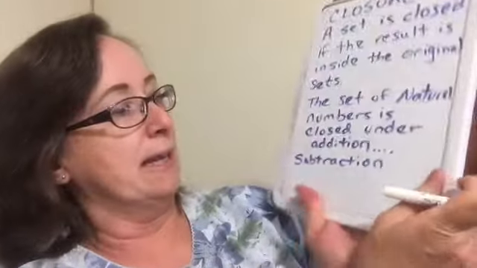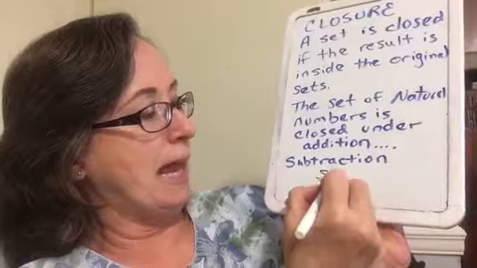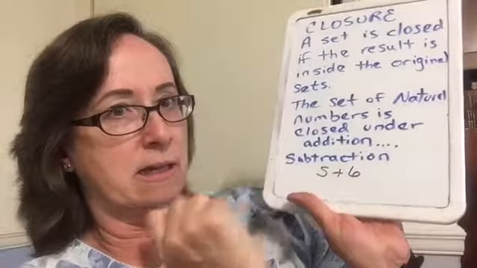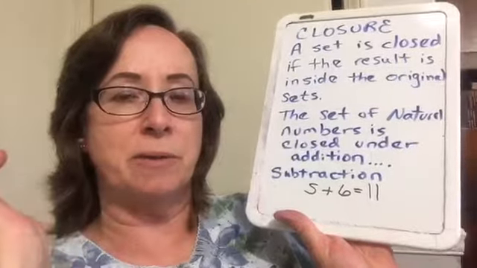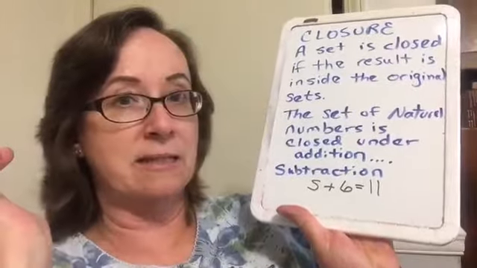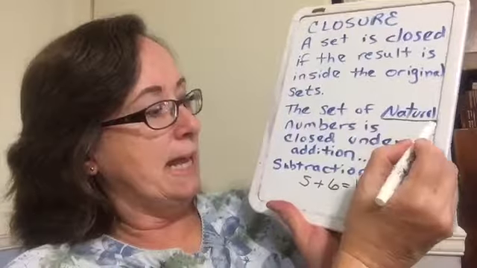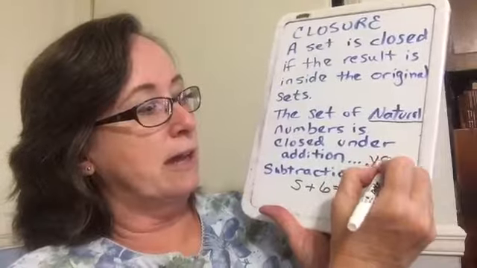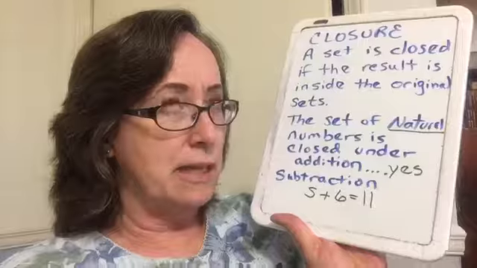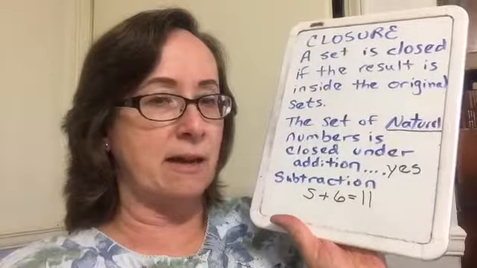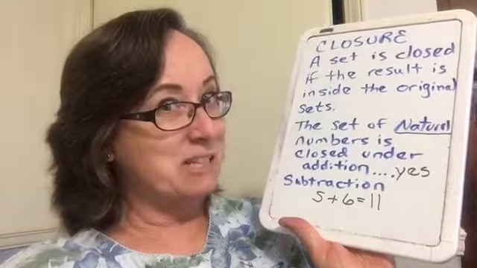Now let's look at it. If we have two natural numbers, say 5 and 6, will my answer still be a natural number? 5 plus 6 is 11. So the set of natural numbers is closed under addition, no matter which two natural numbers I add together. In the whole infinite set of natural numbers, my answer will also be a natural number.